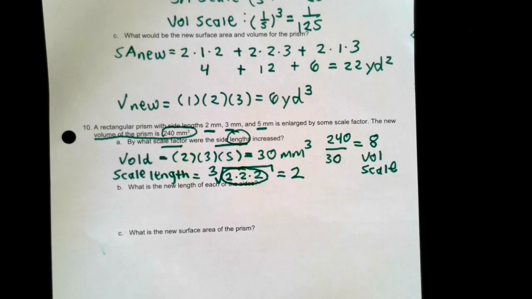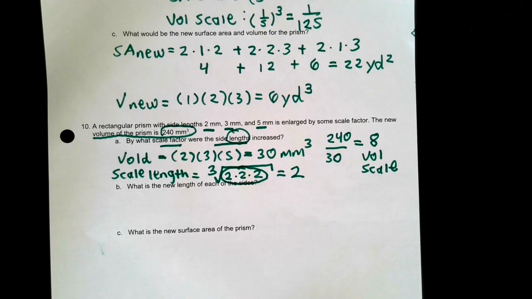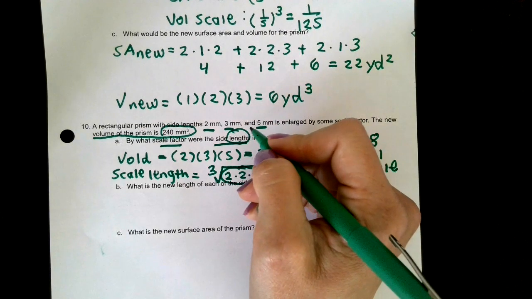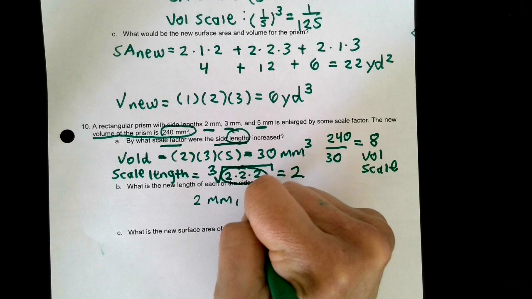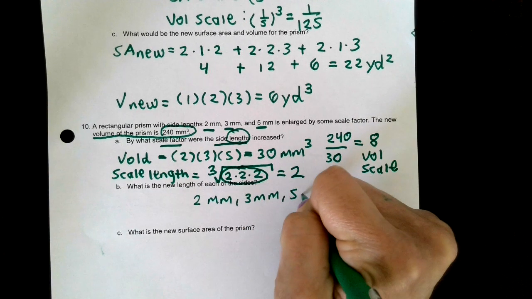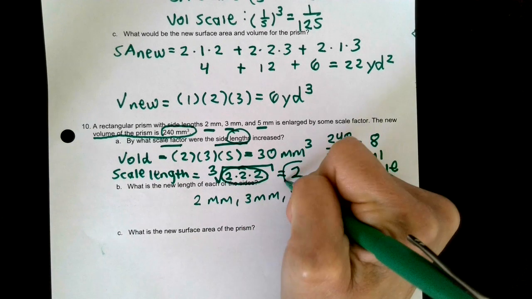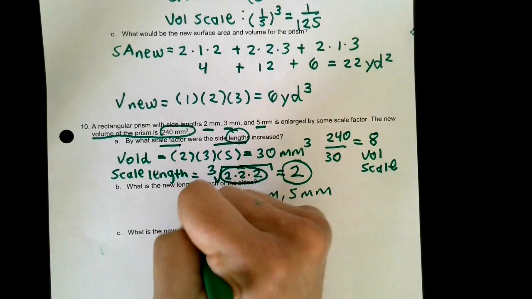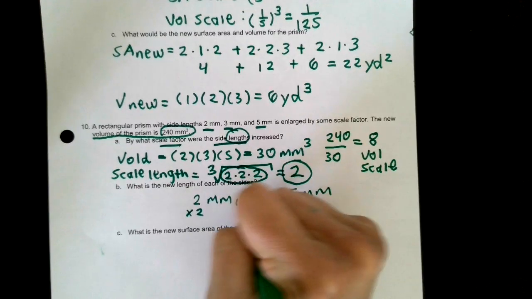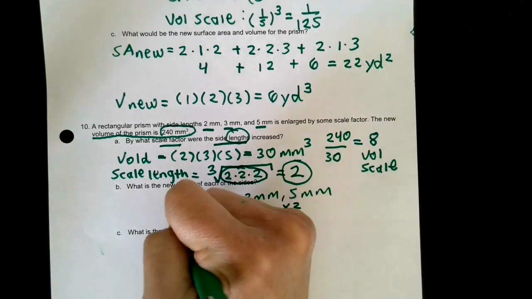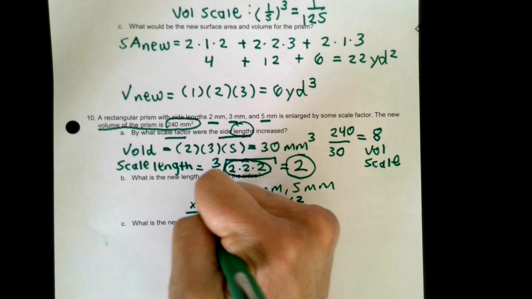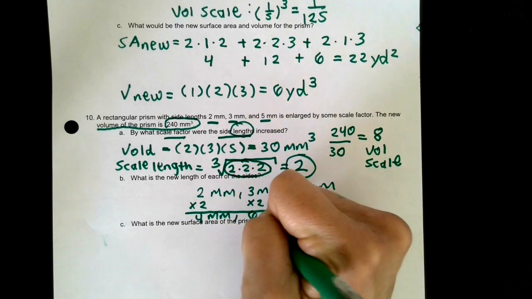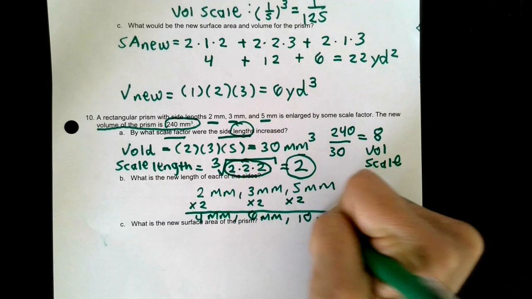So it says, what is the new length of each side? So since the original side lengths were 2 millimeters by 3 millimeters by 5 millimeters, I'm going to increase it by the scale factor of 2. So basically, I'm just going to multiply all of these dimensions by 2. And I'm going to get my new side lengths of 4 millimeters, 6 millimeters, and 10 millimeters.